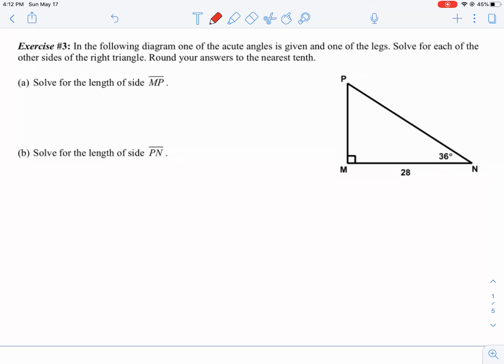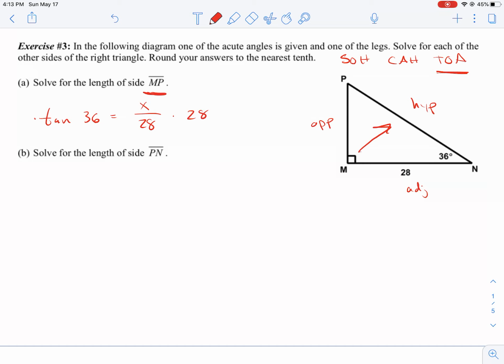Let's solve for MP. I'm going to label this my opposite side. This side is directly across from my right angle, so this is our hypotenuse, and this is our adjacent. I'm going to write SOHCAHTOA up here. Which ratio involves our adjacent side and our opposite side? That's going to be tan. So the tan of 36, I don't want the degrees there, is equal to the opposite, which is x, over the adjacent, which is 28.